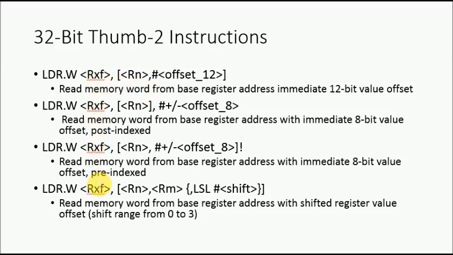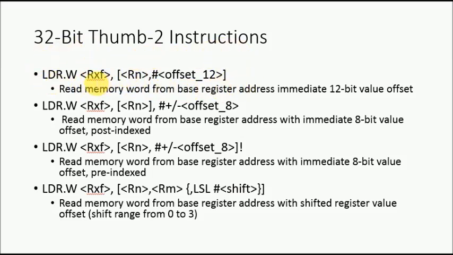Now the first instruction RN comma hash offset 12-bit. So we have to read the memory word from the base address plus the offset which is present in the instruction immediately. So we have to specify here a 12-bit offset. So this 12-bit offset is going to add with the base address which is present in the RN register, and the data from that particular physical location will be loaded into the register RXF specified here.